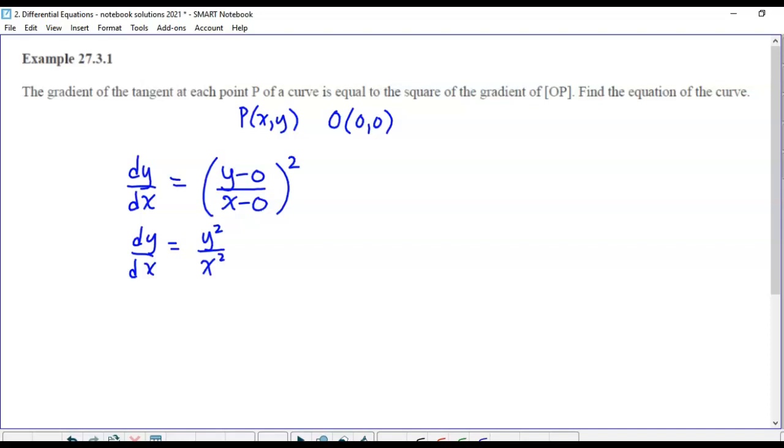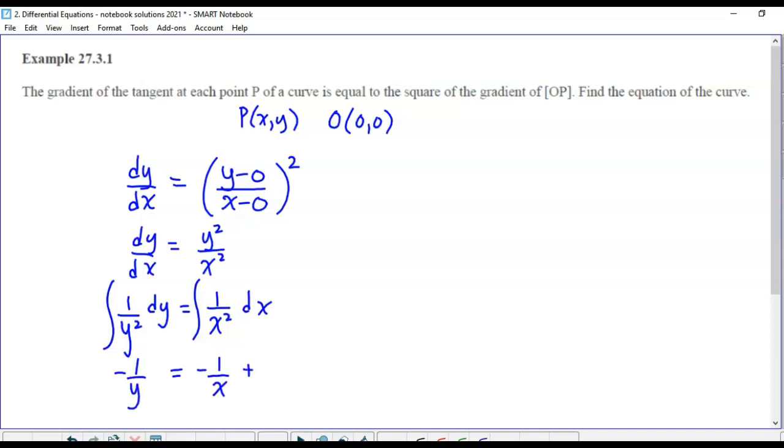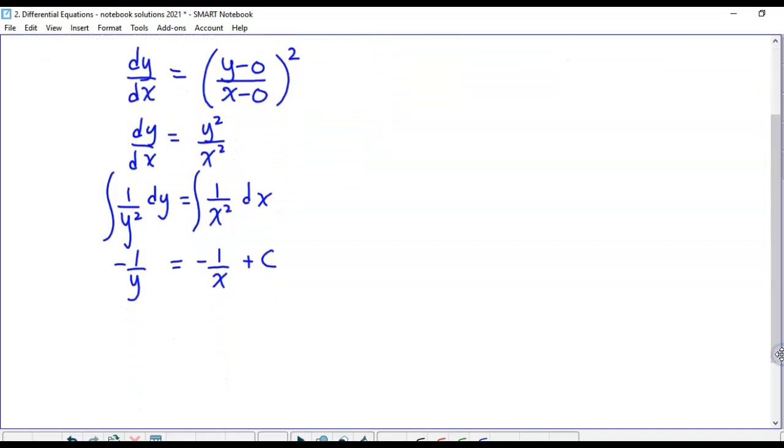Okay, so let's separate those. So that's going to be 1 over y squared dy is 1 over x squared dx. And integrate each. So that's going to be negative 1 over y equals negative 1 over x plus c. And again, it doesn't matter which side you put c on. I just always put it on the right.